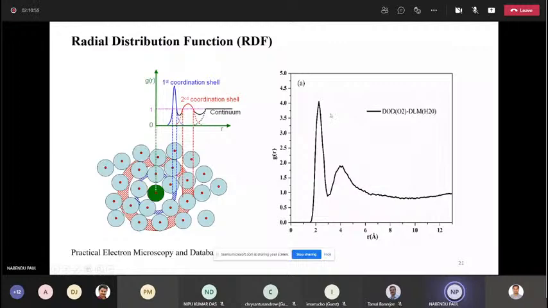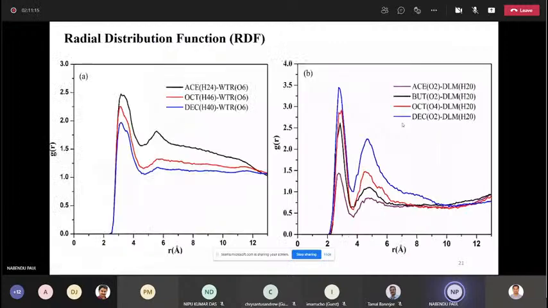So here, the first one is the first solvation shell and the second one is the second solvation shell. This is between the HBA and HBD molecule of the dodecanoic and DL-menthol based DES. So here is the comparison study of the RDFs that I observed in my system.